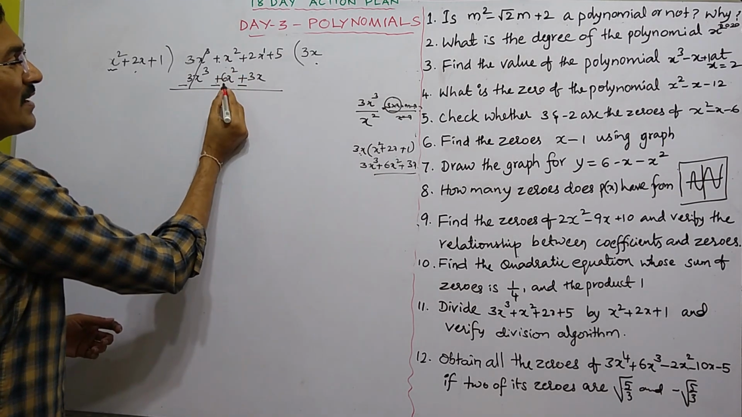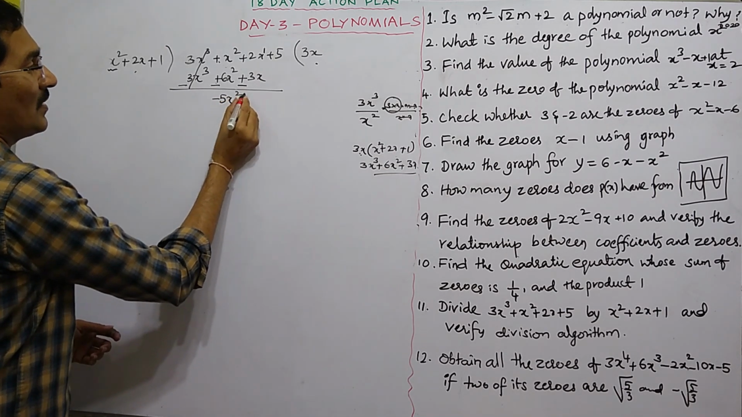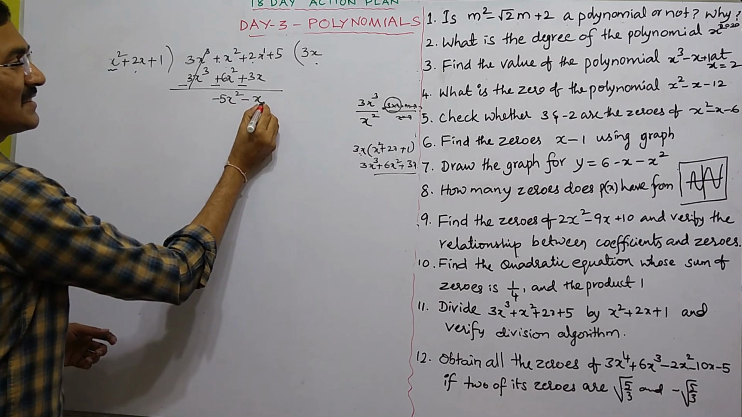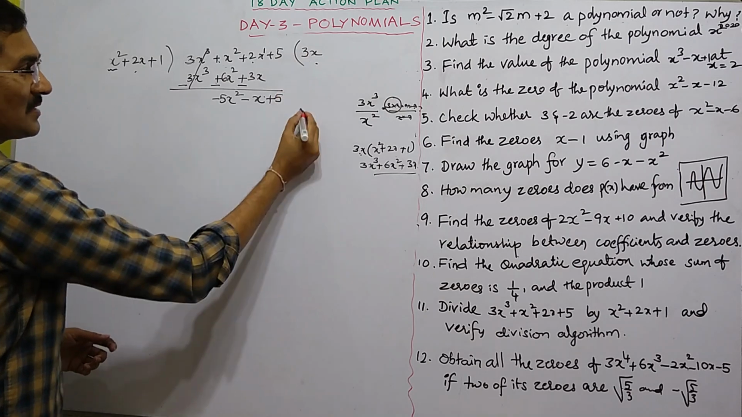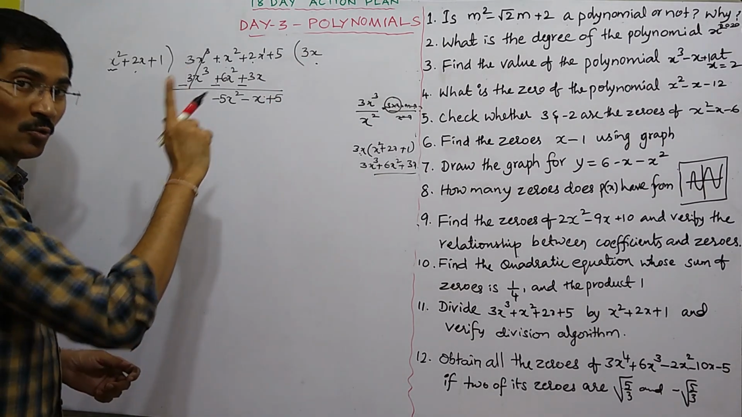Next, plus x square minus 6x square becomes minus 5x square. Next, plus 2x minus 3x becomes minus x. Next, plus 5. You have to take all the terms possible. Whatever are there, they have to be all copied, not like other division where you take only one digit.